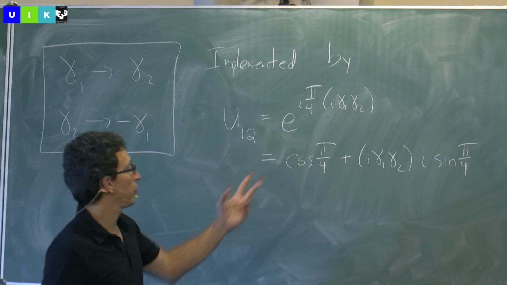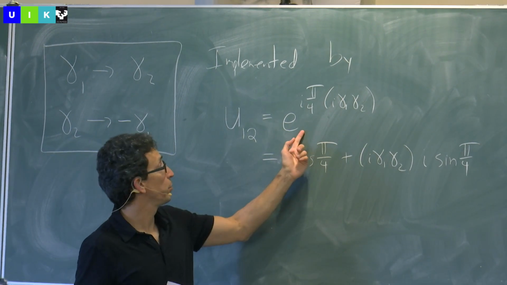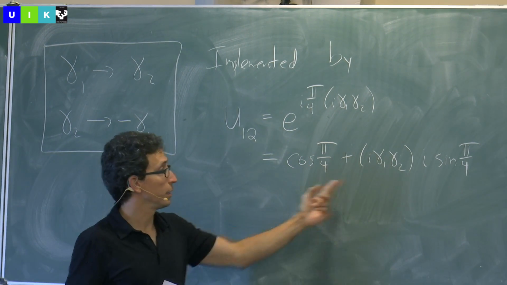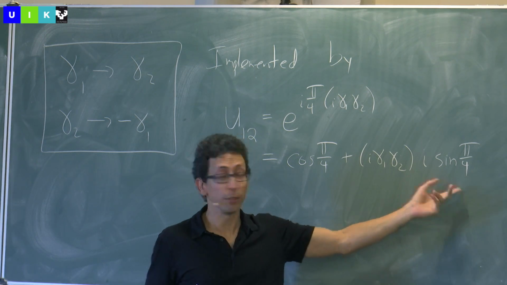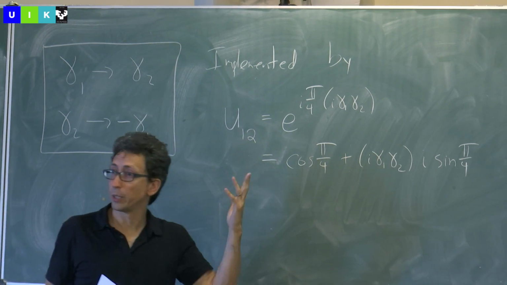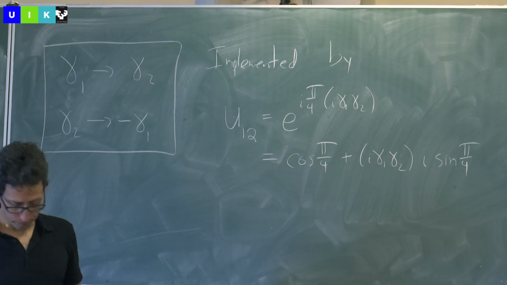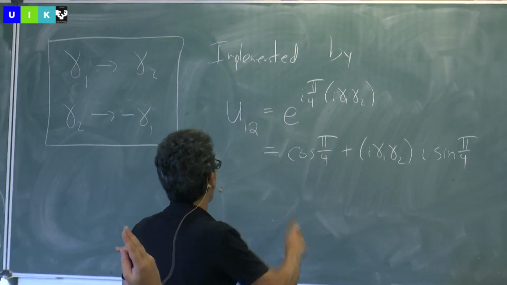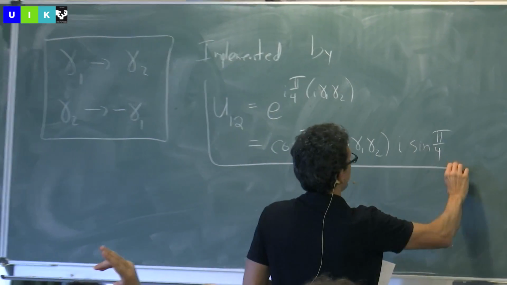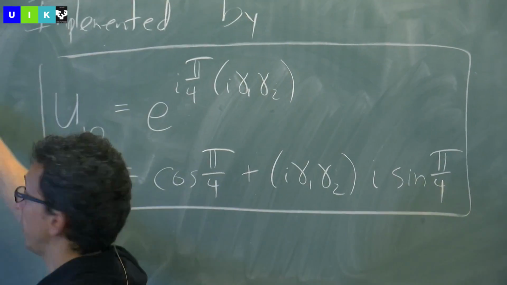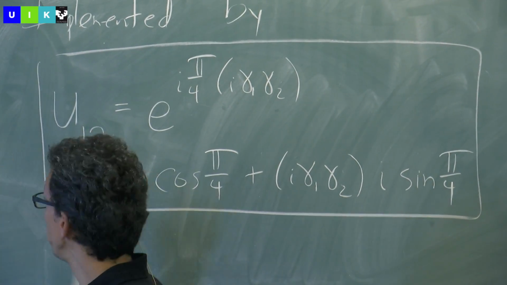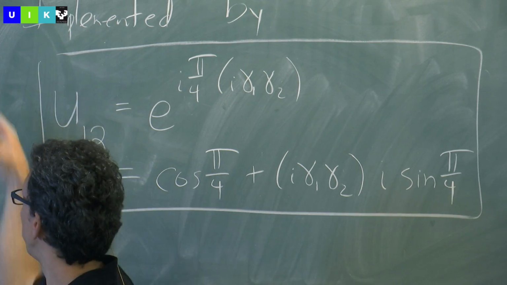Okay, and you can just check if i gamma 1 gamma 2 is plus 1, then this should be e to the i pi over 4, which indeed it will be from the second line. And if i gamma 1 gamma 2 is minus 1, you should get e to the minus i pi over 4, which again you do. Okay, so let's check that this is the right operator, that when we conjugate gamma 1 and gamma 2 with this operator, we get the transformations on the right side.